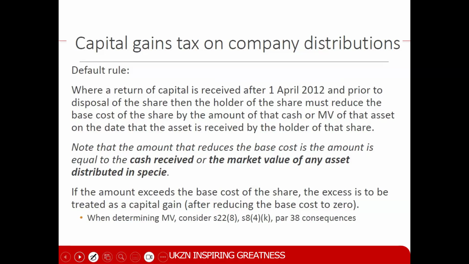So it is reduced by an amount equal to the cash received or market value of the asset. In case it's an asset, it's market value, but in case it's capital, what will reduce that base cost will be the cash received or maybe the market value. If the amount, of course, exceeds the base cost, then we'll have to deal with capital gains tax. If it's an individual, it's 40% inclusion; 80% in case of a company.